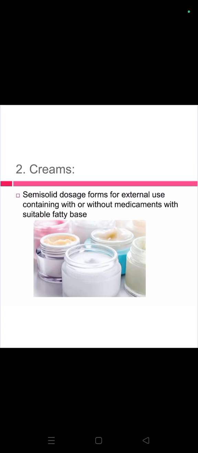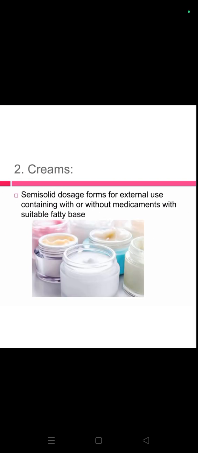Second one is creams. Semi-solid dosage forms for external use containing, with or without medicaments, a suitable fatty base. Types of creams: aqueous, which means oil in water, and oily, water in oil. Aqueous, example: anionic, cationic and non-ionic waxes, polysorbates and triethanolamine soaps. Then oily, water in oil type, example: wool fat, wool alcohols, beeswax, calcium soaps.